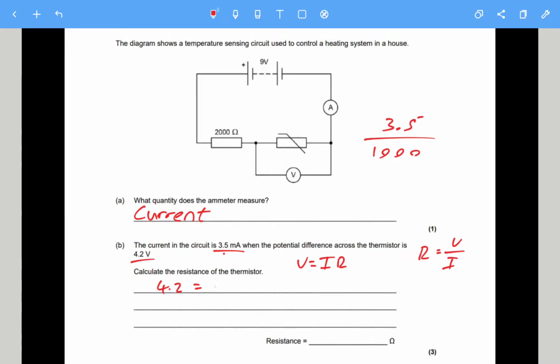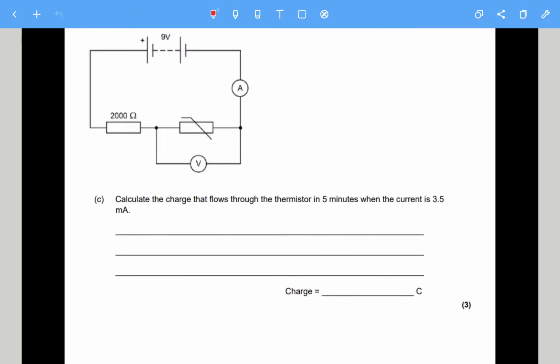which is 0.0035 times R. And then to get R on its own, we need to get rid of the times 0.0035. So we get 4.2 divided by 0.0035. And that will give us the resistance, which is 1200 ohms. Hopefully that went okay. Let's move on to the next one.